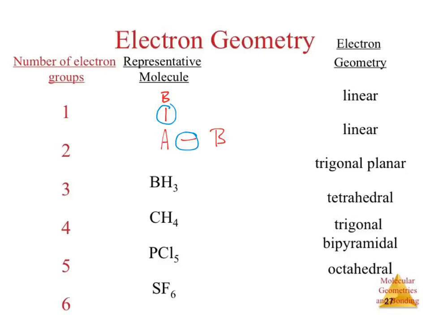If we add a 4th group of electrons, we already looked at this one. As I shake it, we end up with that tetrahedral shape. So you're responsible for knowing 4 groups of electrons, or 4 electron domains, being tetrahedral. What happens if we add a 5th balloon?